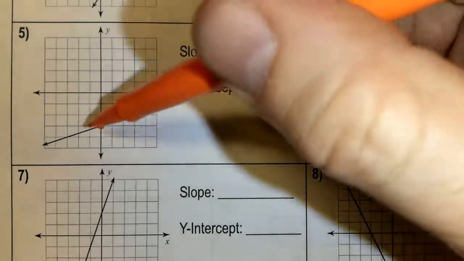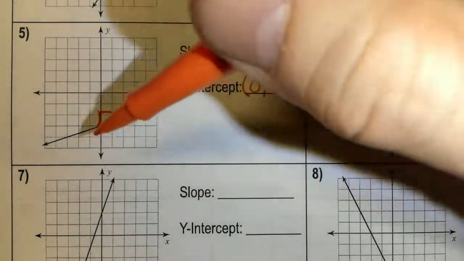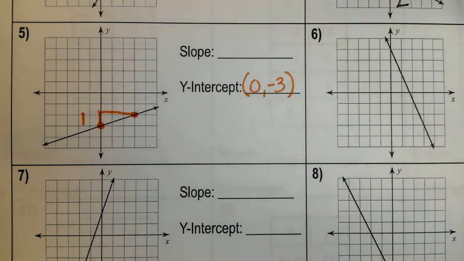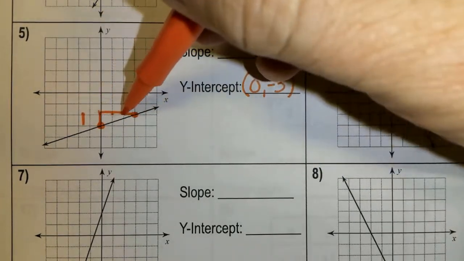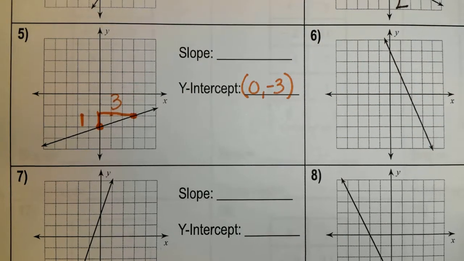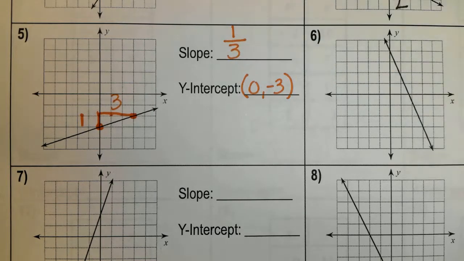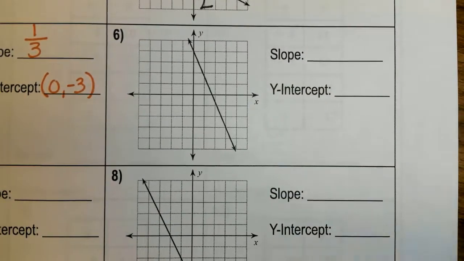So from here to here, I would go up, and then I would go right. So I went up 1, up is positive. I went right 1, 2, 3. My slope is rise over run, so rise was 1, run is 3. I cannot reduce that, so that is my answer. And then we're done.